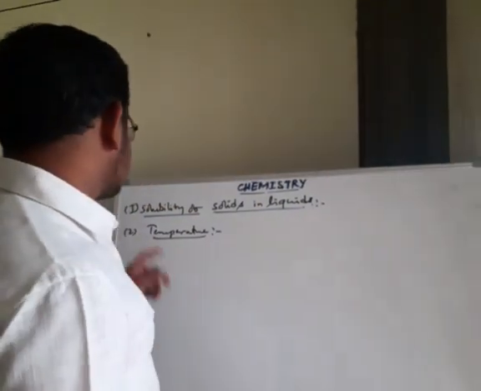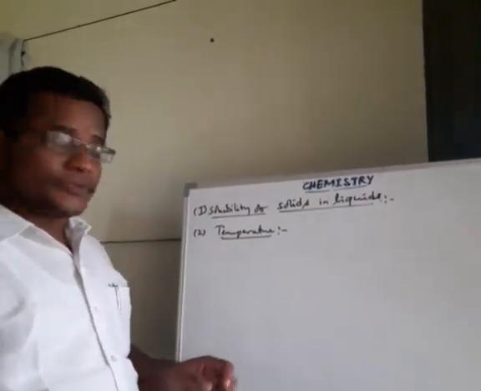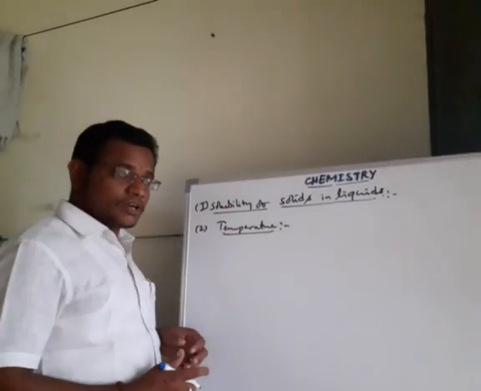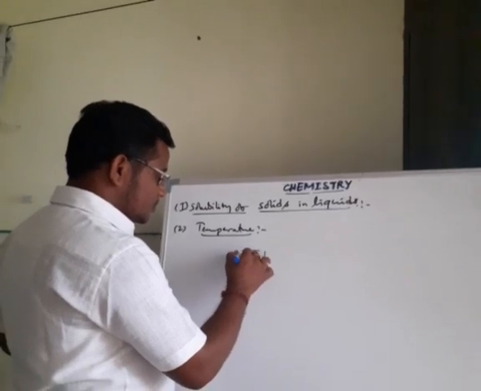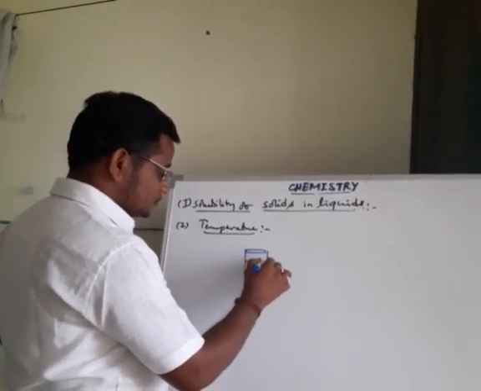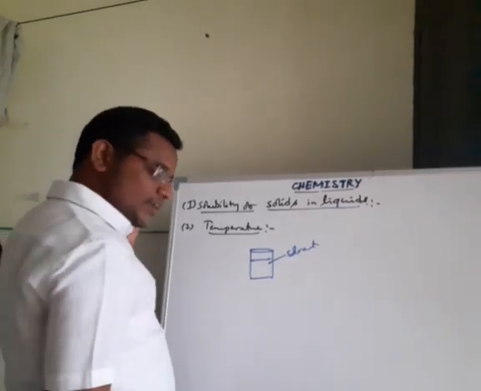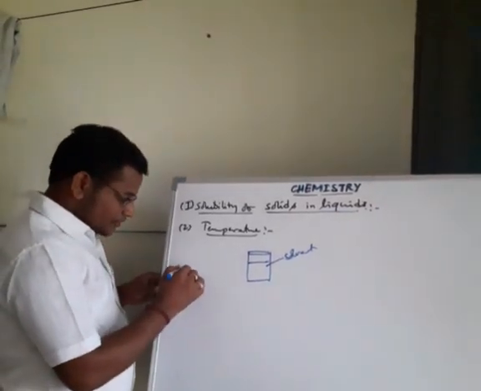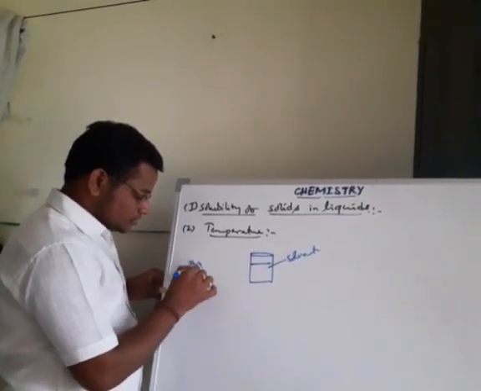Next one is the solubility of the solids in the liquid is affected by the change in temperature. It is explained by a small concept. In this one, I am taking a glass of solvent. The solvent means liquid or water. To this solvent, I am adding some amount of solute. So this is the solute.